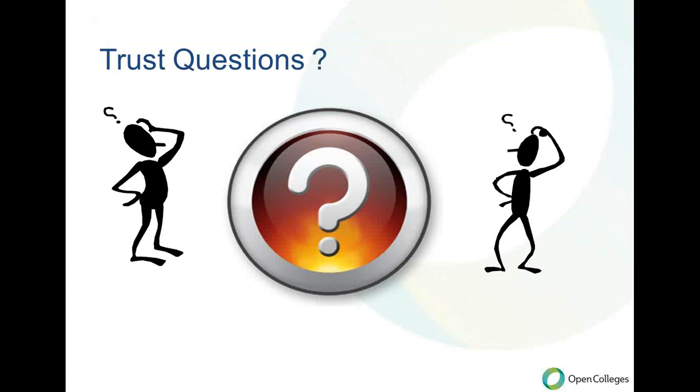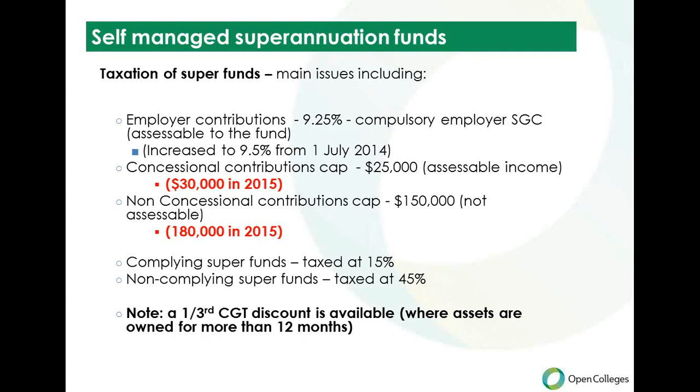The last thing to cover today relates to self-managed super funds and the taxation of superannuation funds. Note that as an employer, you make contributions of 9.25%, which became 9.5% from the 1st of July 2014. Note that the concessional contributions cap was $25,000, increasing to $30,000, and up to $35,000 if you're over 60 years old. The non-concessional contributions cap, which is not assessable to the fund, is basically personal contributions made into the fund, so they are not assessable income when they go into the fund. Remember that complying super funds are taxed at 15% and non-complying funds get taxed at 45%.